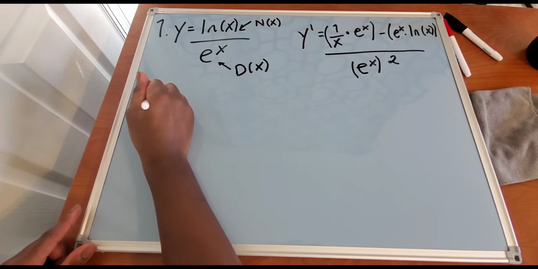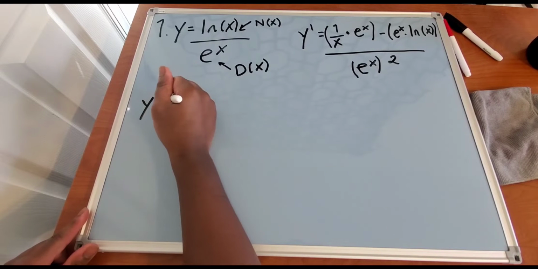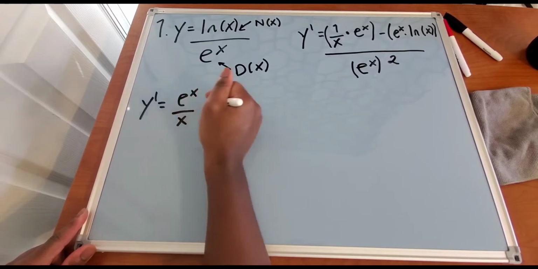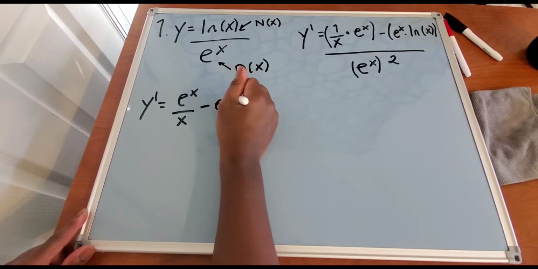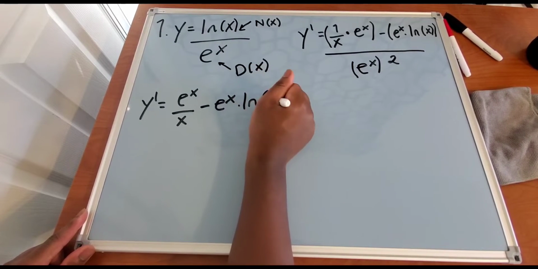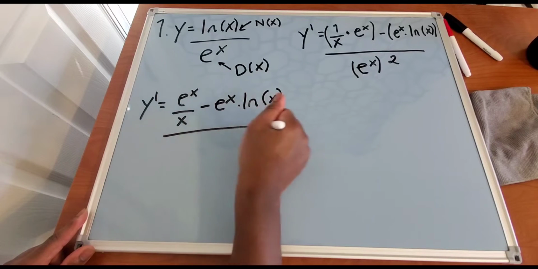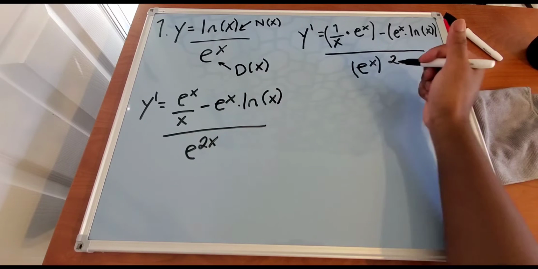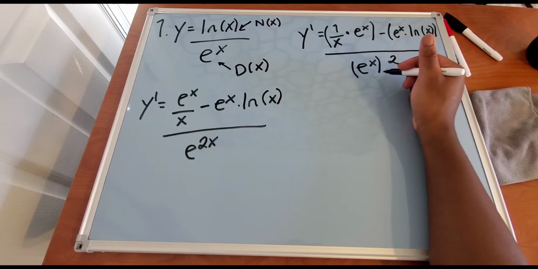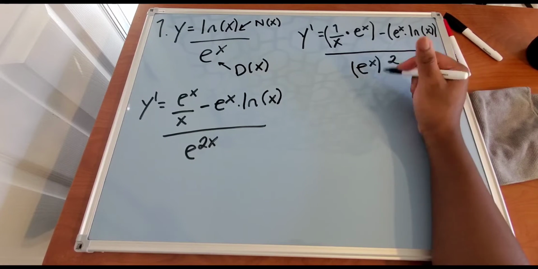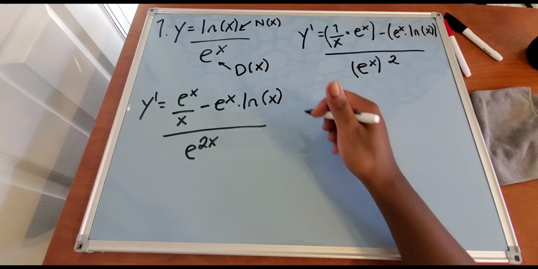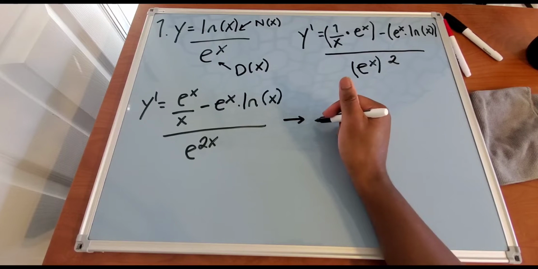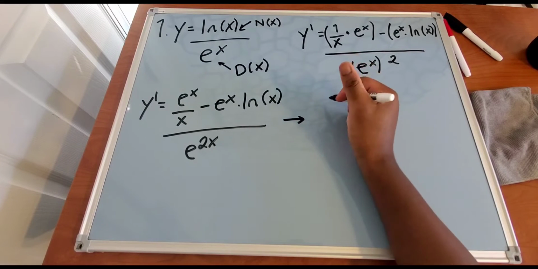So we can rewrite this as the derivative of y is equal to e to the x over x minus e to the x times the natural log of x, all over e to the 2x. Properties of exponentials: if you have something raised to an exponent raised to another exponent, you multiply the two exponents together. So after we do this, we can pull out an e to the x.